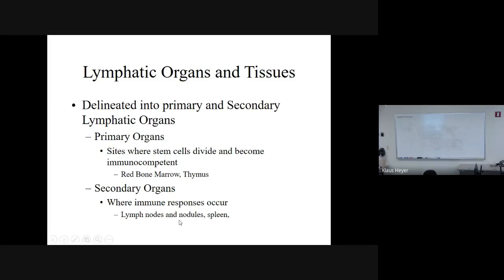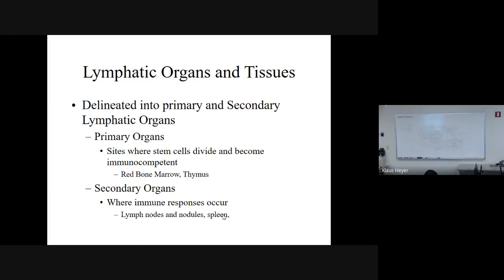But there are also secondary organs, and that's where we trip the alarm system. That's like where you know that your body's been invaded by something. And so I put here lymph nodes and lymph nodules, and they're very similar. You have lymphatic nodes and lymphatic nodules, and then your spleen. So lymph is constantly being cycled through your lymph nodes, through your spleen.